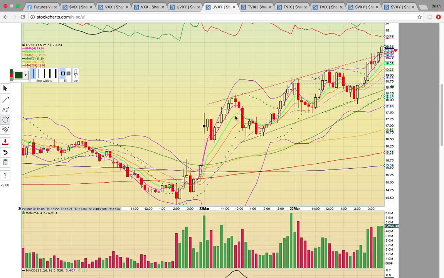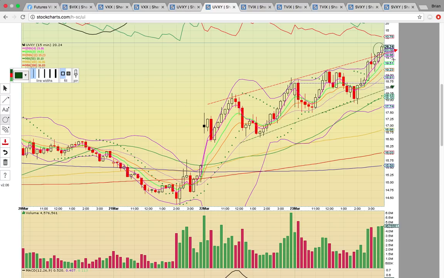Okay, let's look at the UVXY 15-minute chart here. Each candle is 15 minutes of trading. You can see the very strong 2-day uptrend. Notice how on Friday it busted through the top of the channel, so it got up above the ascending resistance line, so it was pushing really hard into the close.